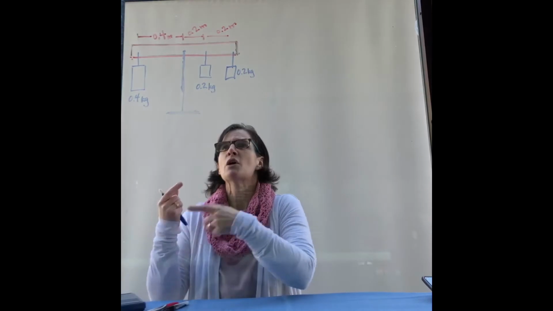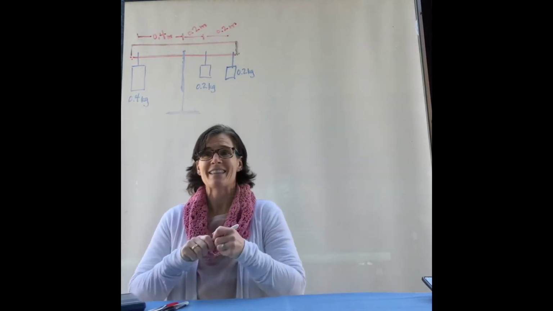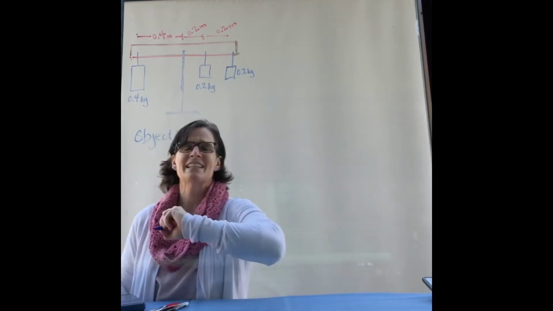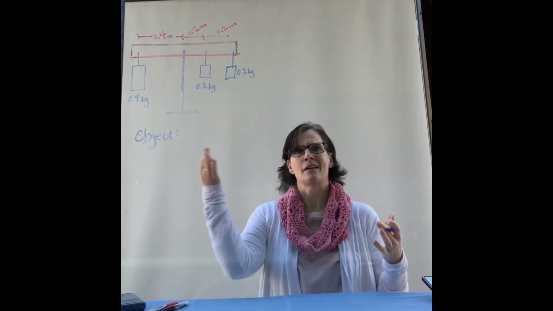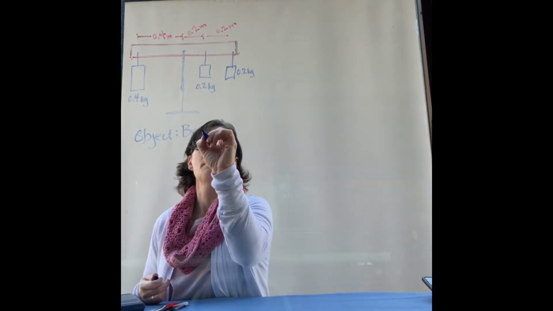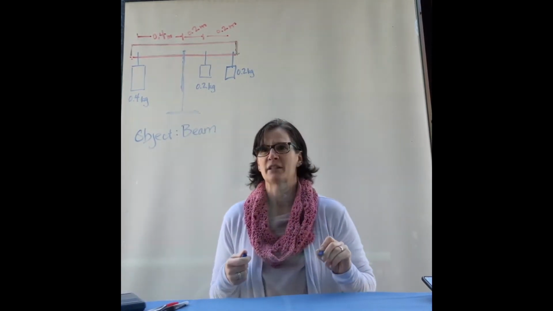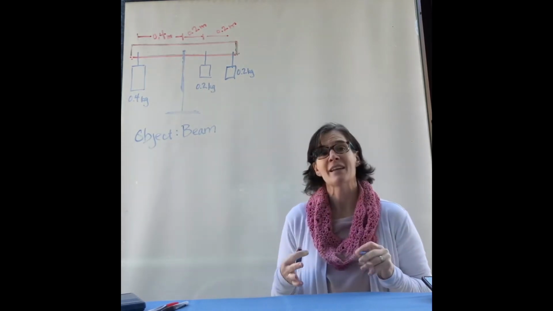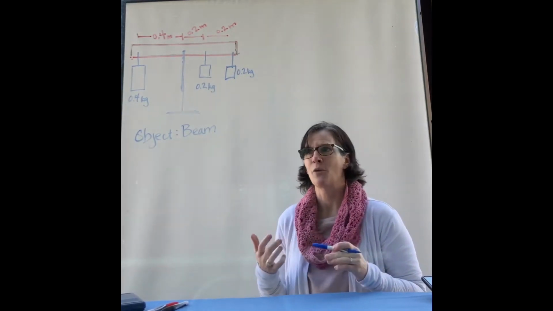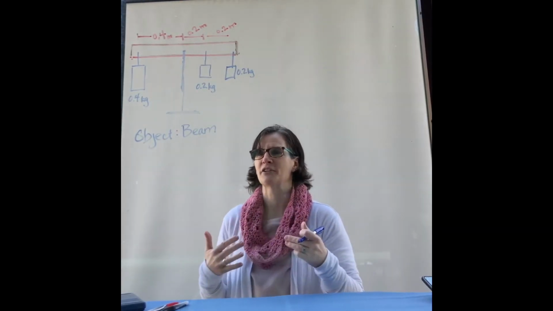All right, so the first thing we have to identify in this analysis is our object of interest. What is the object that we're interested in? Well, we want to look at the rotation of that beam, so the beam becomes our object of interest. Then we have to look at the forces acting on that object. What are the interactions? What are the objects interacting?